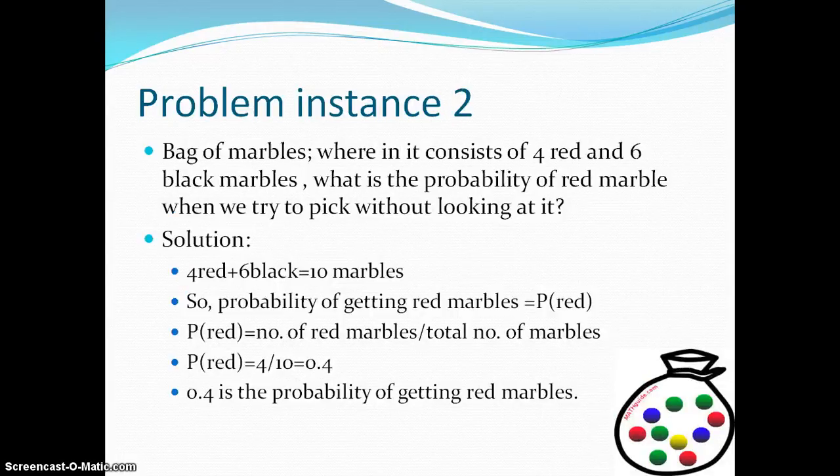Next is a problem with respect to a bag of marbles, which contains 4 red and 6 black marbles. What is the probability of picking a red marble without looking at it? Solution: first you find how many marbles there are in total. That is 4 red marbles plus 6 black marbles, equal to 10 marbles in total. Here the probability is with respect to the red marbles. So P of red is equal to the number of red marbles divided by the total number of marbles. P of red is equal to 4 divided by 10, which is 0.4. So 0.4 is the probability of getting a red marble without looking at the bag.